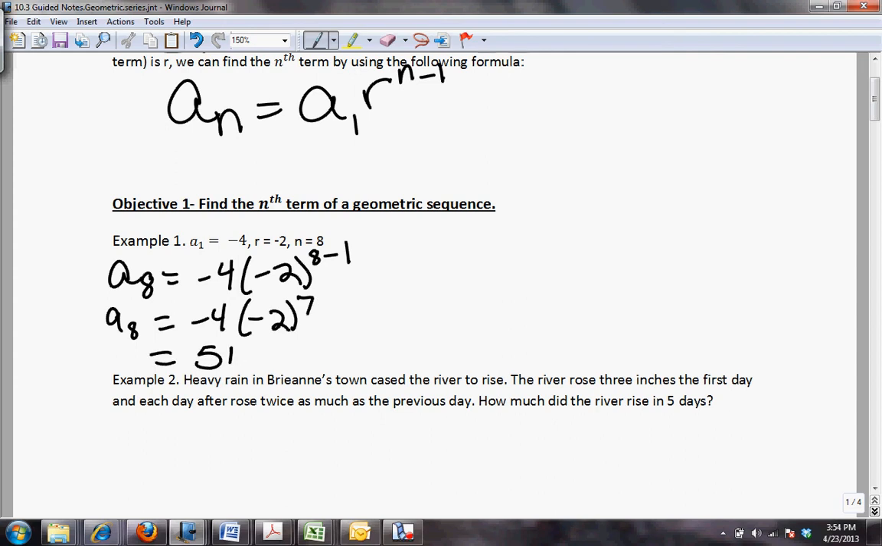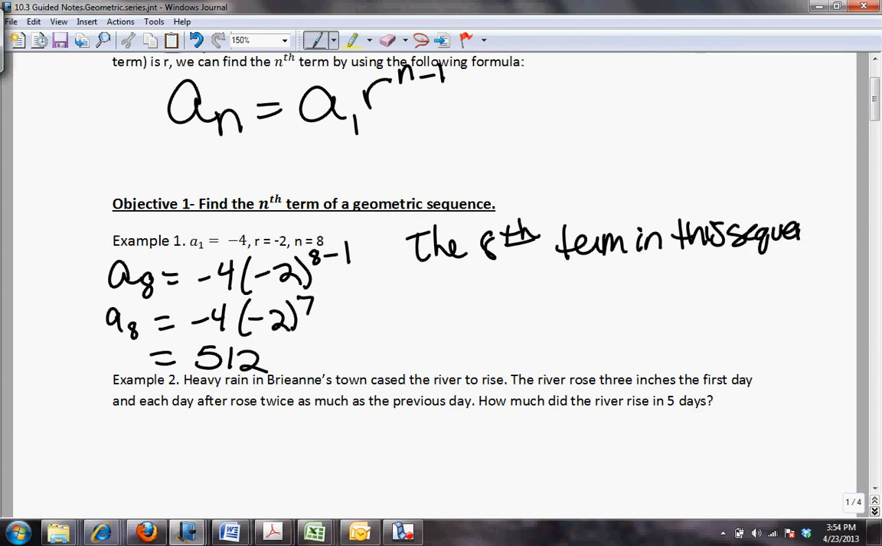So you should get 512. That means the 8th term in this sequence is 512.